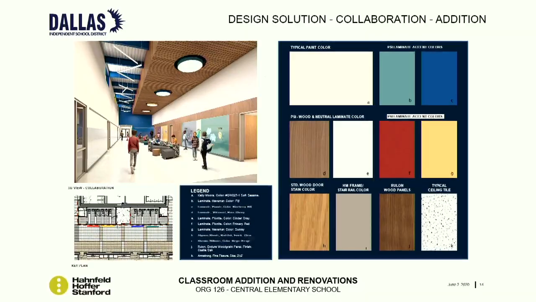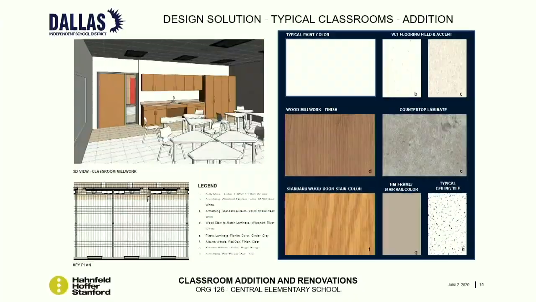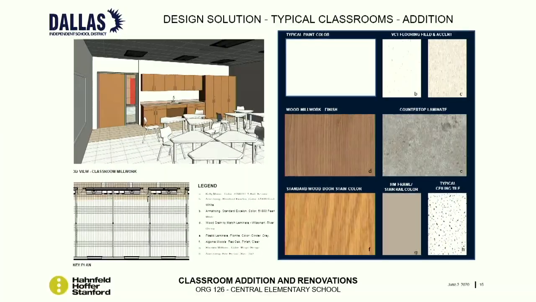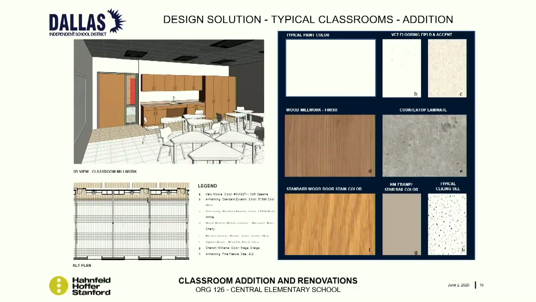And then the typical classroom in the new addition would have cabinets on it. You see the floor pattern, pretty simple and easy. All the dark gray walls and ceiling are not going to be that color. It's just the way it came out on this rendering. But it'll all be matching the colors in the palette of colors on the right-hand side of the drawing.